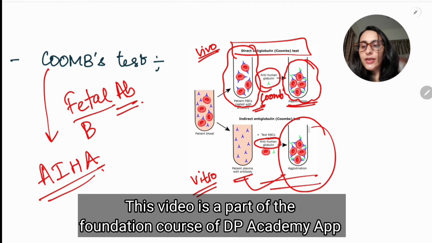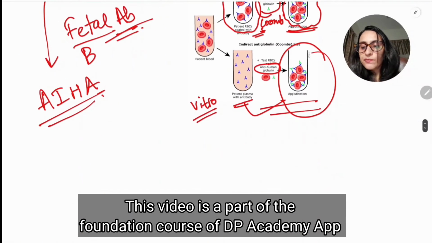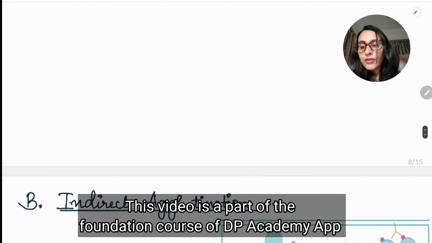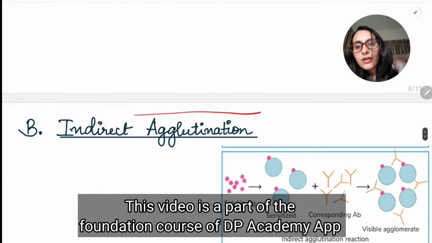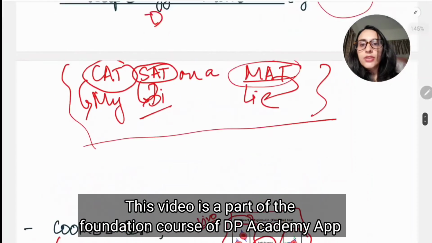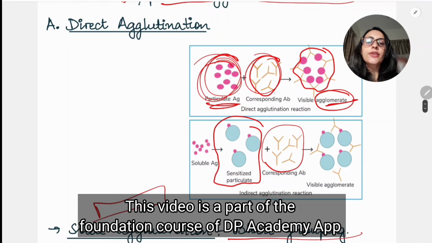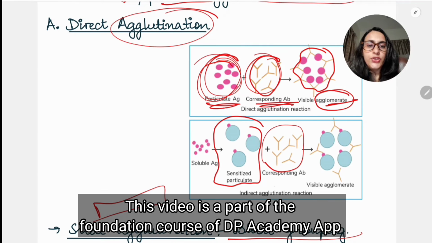So this is direct and indirect Coombs test. Direct Coombs test is the one in which we take the fetus sample. Indirect is the one in which we take the mother sample. This was direct agglutination reaction. Then comes the indirect agglutination reaction. In the direct agglutination reaction, these are the examples, guys, in which we directly take the particulate antigen, react with the antibody, and you can see the agglutinates. Basically, agglutination is seen. These are the direct agglutination.